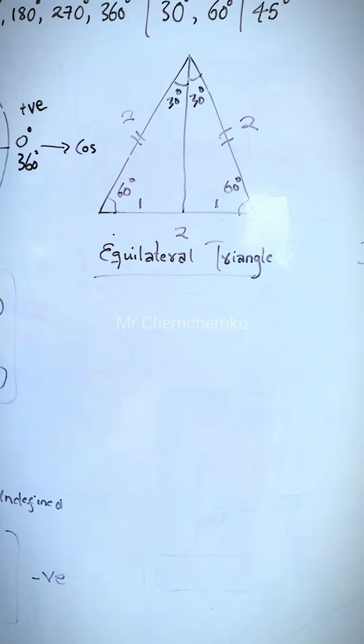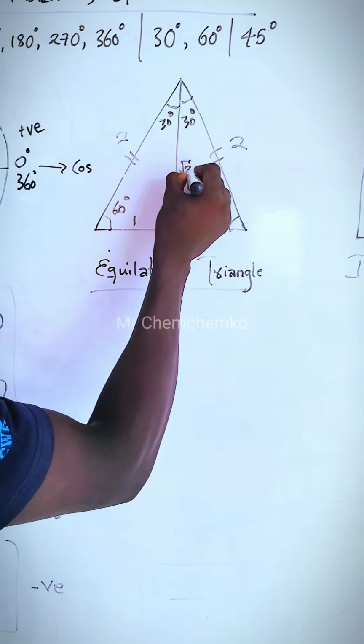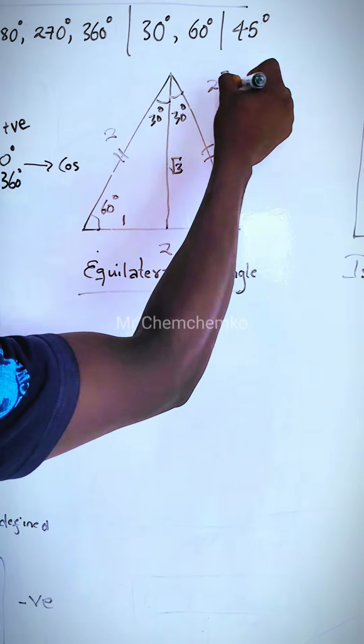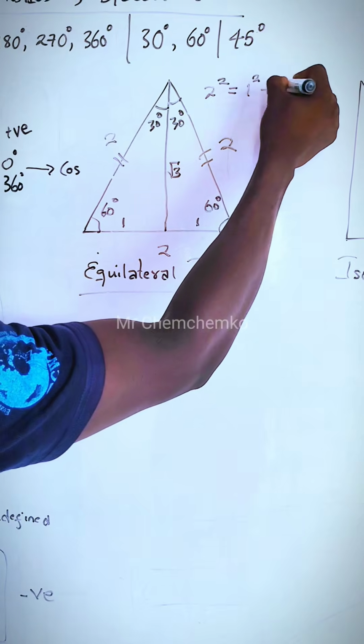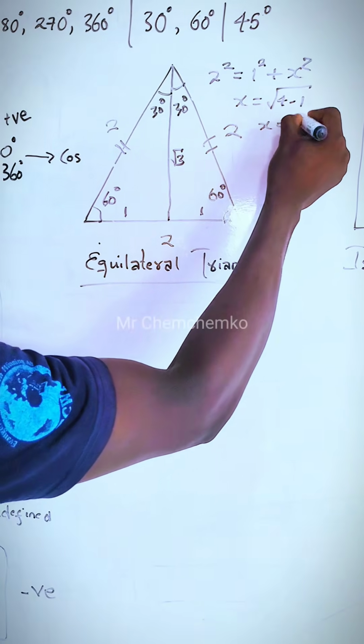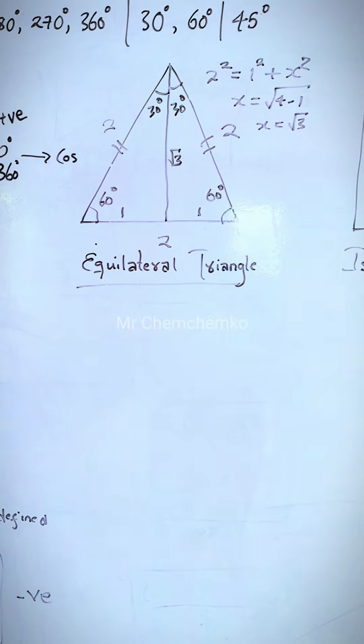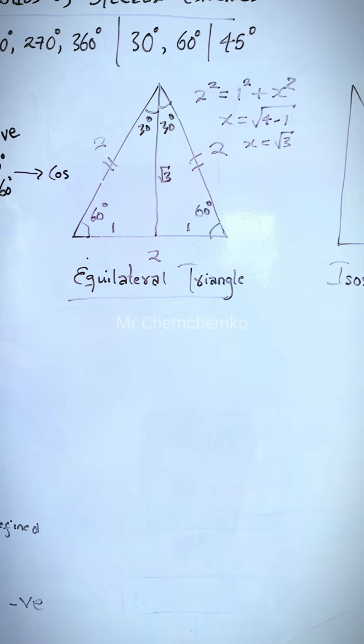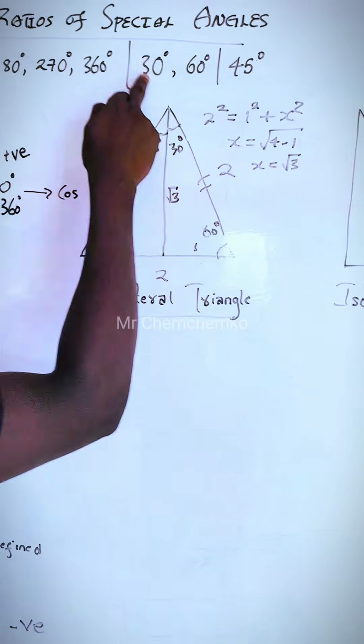Now when you use the Pythagoras theorem, this height will be root 3. How? Because the hypotenuse squared, 2 squared, is adjacent squared plus opposite squared. That means x is equal to the square root of 4 minus 1, so x is the square root of 3. That is how we get root 3 here. So without much ado, let's go straight to getting the sine, cos, and tan for 30 and 60.